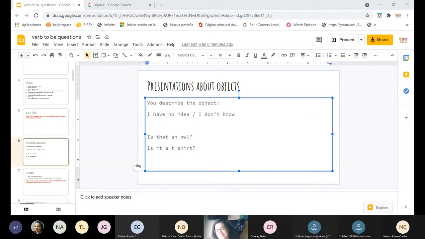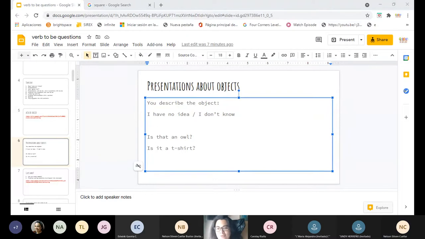Can you please repeat the description? Go on, Nelson. Size, it's medium. Shape, it's square or round and shaped like a cup. Color, it's black. Material, it's made of metal. Origin, it's made in China. Texture, it's hard. Feature, it has holes. Okay, good.